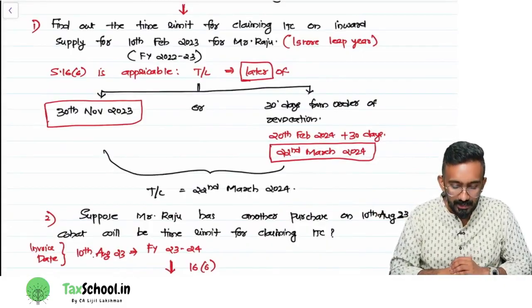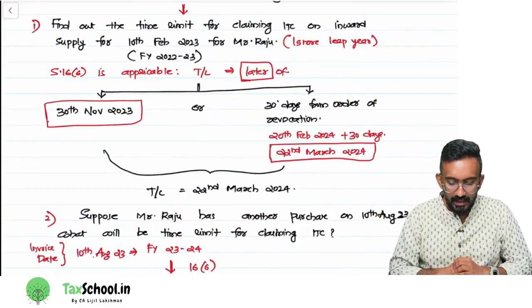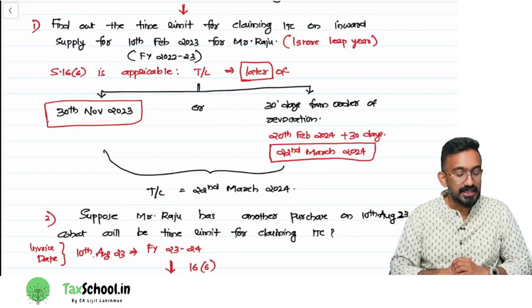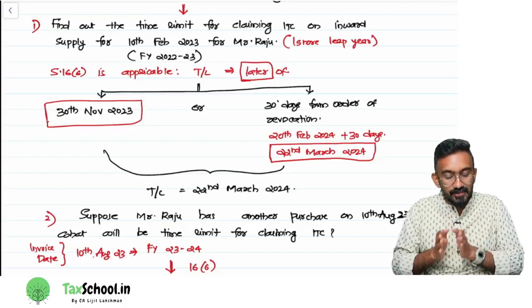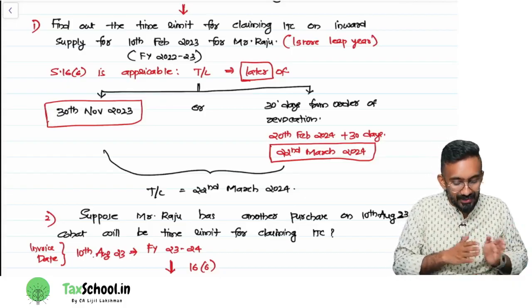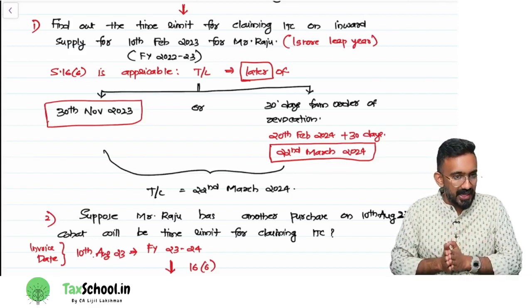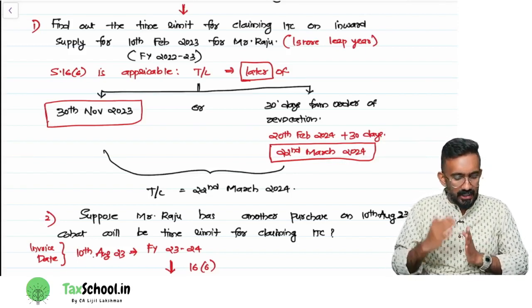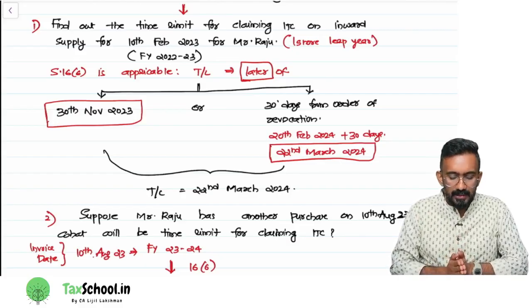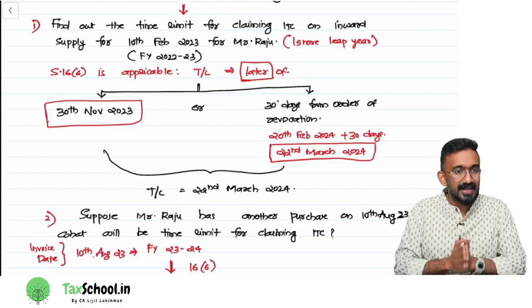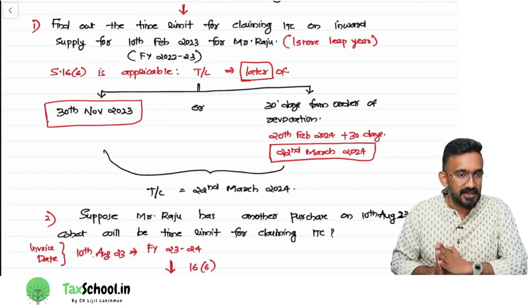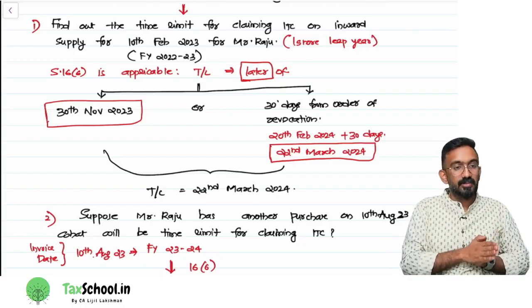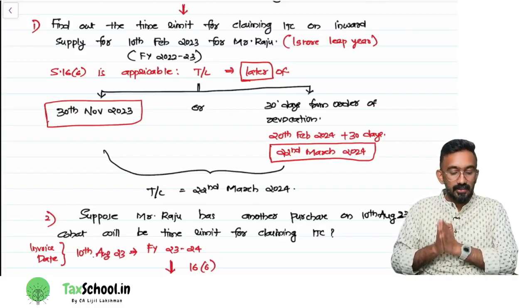To find out the time limit for claiming ITC on inward supply, 16.6 would be applicable, which says that time limit would be later of normal time limit, which is 30th November 2023, or 30 days from the order of revocation. Revocation came on 20th of February 2024. 30 days if I add there, 8 days in February, ignore leap year, I'm adding 22 more days in March. So 22nd of March. Before that, you can actually go and then take the ITC. So normal time limit would have been 30th of November. In this case, it will be 22nd of March 2024.